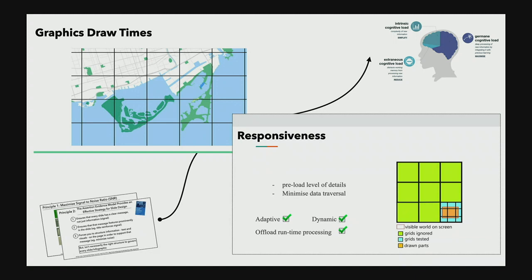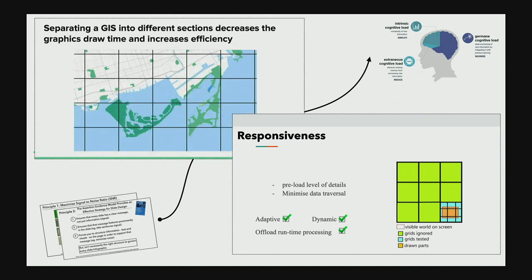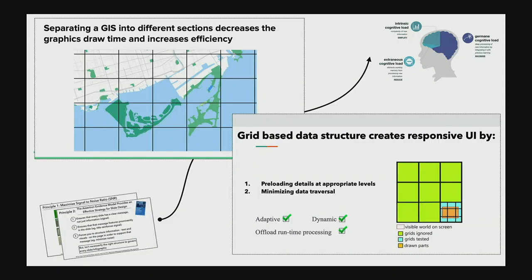So here we can see 2 slides, graphic draw times and responsiveness. What they might have looked like is something like this, right? Separating a GIS into different sections decreases the graphics draw time and increases efficiency. Again, I can look at that and very quickly process the message and the signal of that slide. And instead of looking at just responsiveness on the slide, maybe I can see that the grid-based data structure creates a responsive UI by preloading details at appropriate levels and minimizing data traversal, right?